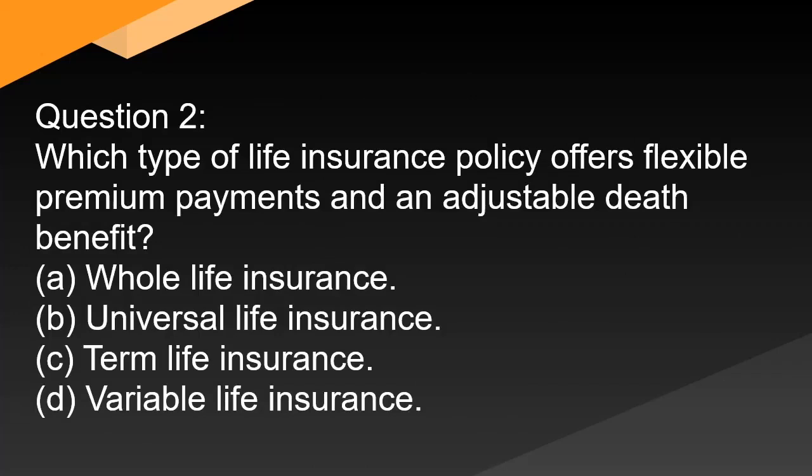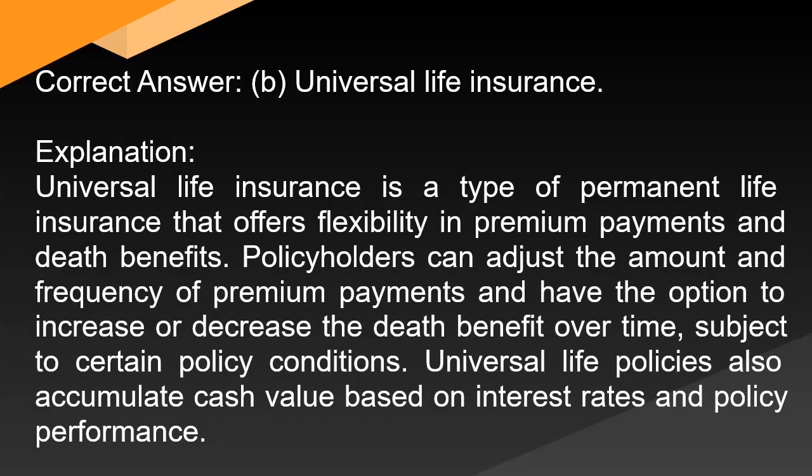Question 2. Which type of life insurance policy offers flexible premium payments and an adjustable death benefit? Correct answer. B. Universal life insurance. Explanation. Universal life insurance is a type of permanent life insurance that offers flexibility in premium payments and death benefits.